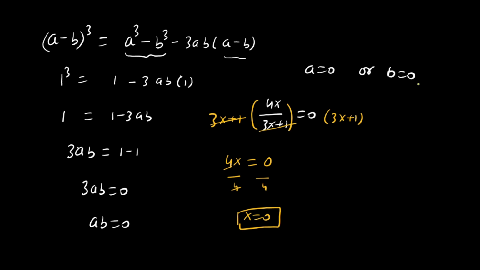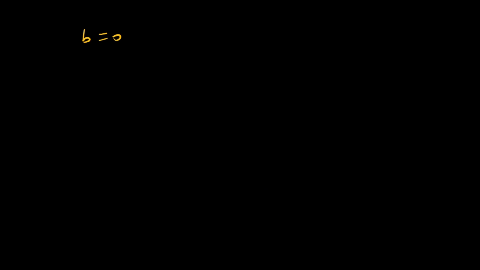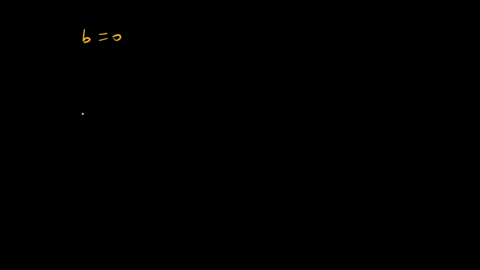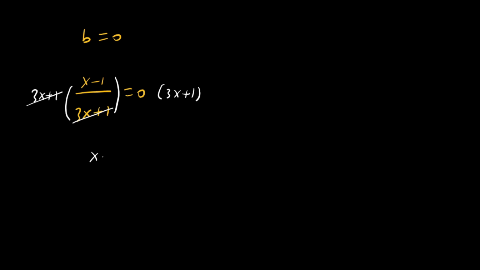Now b is equal to 0, and the value of b is x minus 1 over 3x plus 1, so x minus 1 over 3x plus 1 is equal to 0. Now if we multiply both sides by 3x plus 1, then this 3x plus 1 and this 3x plus 1 cancel out, then x minus 1 is equal to 0 multiplied by 3x plus 1, that is 0. Then the value of x is 1. So our second solution is 1.